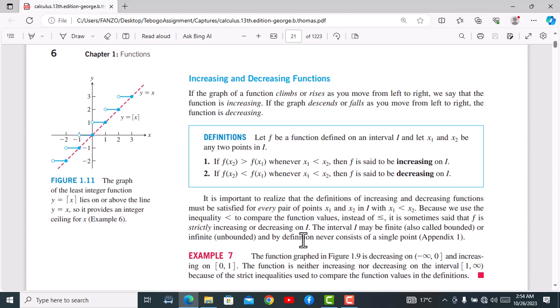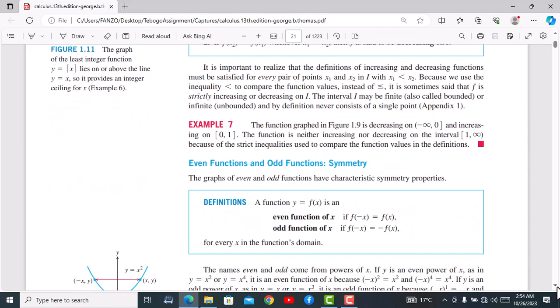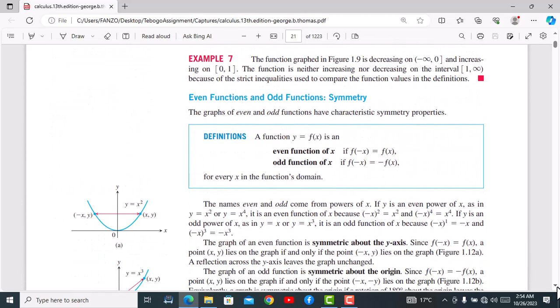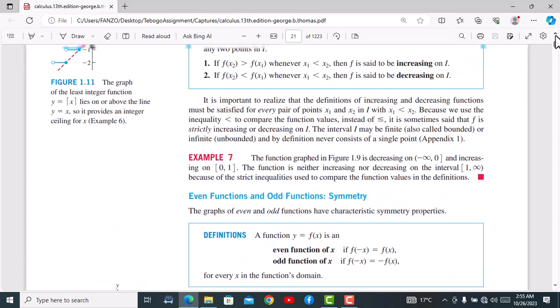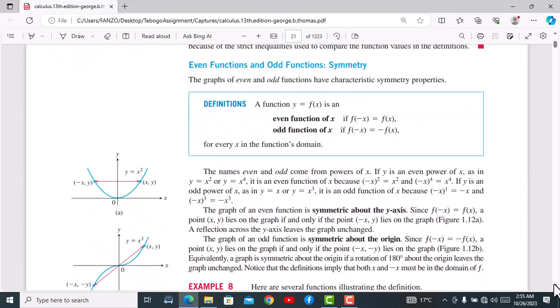By definition, an interval can never consist of a single point, because how will we know, if we only use a single point, whether the function is increasing or decreasing? It has to be compared with a minimum of two points, then we can say whether it is increasing or decreasing on that interval. All right, that's fine. The function in figure 1.9, okay, we passed that one, that is fine.